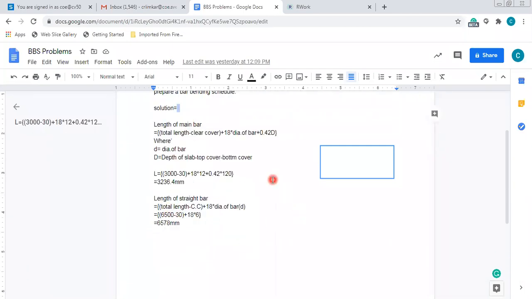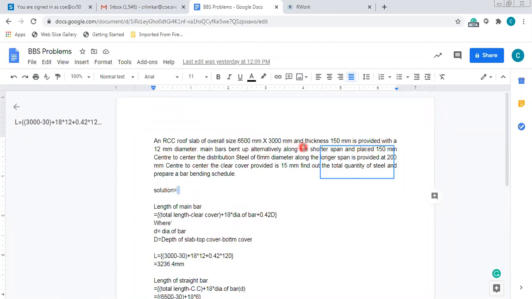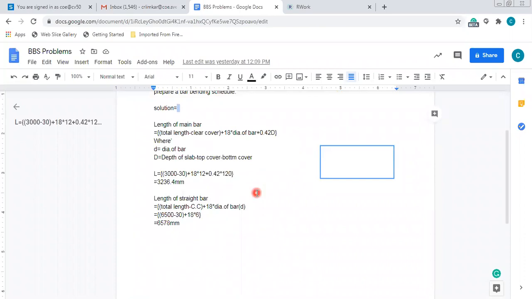Now put the values. The total length along the shorter span is 3000 mm minus clear cover, it is provided 15 mm on either side, so 2 multiplied by 15, that is 30, plus 18 into diameter of the bar, which is 12 mm along the shorter span. We are having the main bars, bent up alternatively, plus this additional length is 0.42 D, where D is the depth of slab minus clear cover. The total depth of slab is given as 150 mm in the problem. So 150 minus 2 into clear cover gives the value of capital D. The total length of main bar comes as 3236.4 mm.